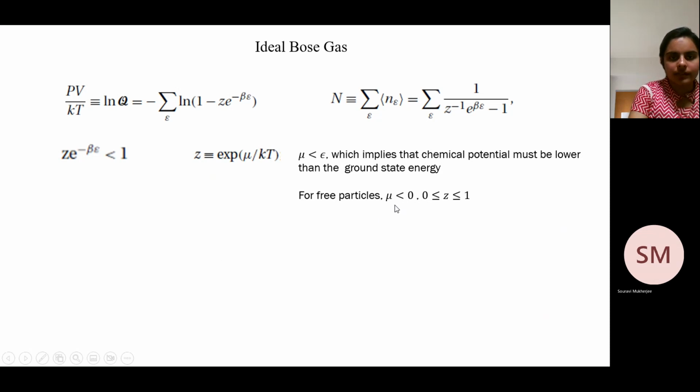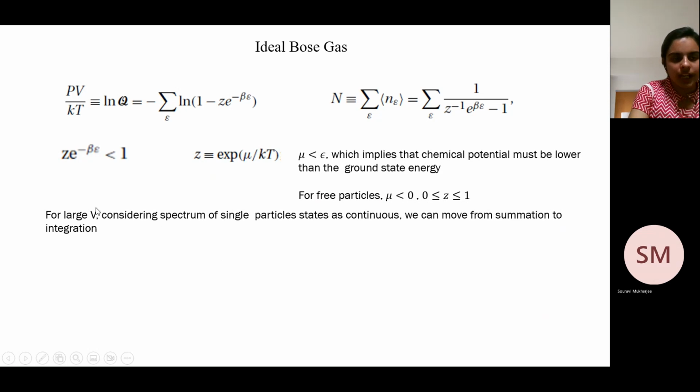And if you consider this value, you know z is equal to e to the power mu by kT. So in a way that limits your value of z from 0 to 1, right? We will see under what limit, what it physically signifies, but z values do remain between 0 and 1. Now, if you have large V, considering that the spectrum of single particle states is continuous, we can move from summation to integration. So this summation can be replaced by integration. And how will we do that? We have done it in the last class as well, and we will do it again here.